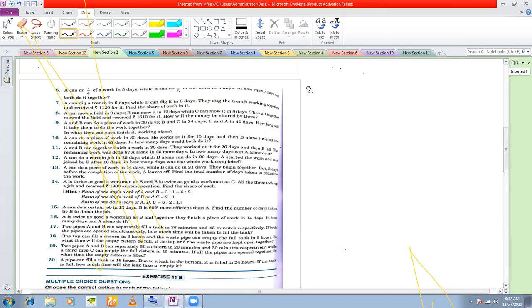So in what ratio should the division be there? The division of money should be in the ratio of their work done. So let us first find out the work done by each. Work done by A. A can finish the work in 9 days. Therefore, work done by A is 1 by 9. Work done by B. B can finish the work in 12 days. So work done by B is 1 by 12. And C can finish the work in 8 days. So work done by C is 1 by 8. So what is the ratio of division of money?